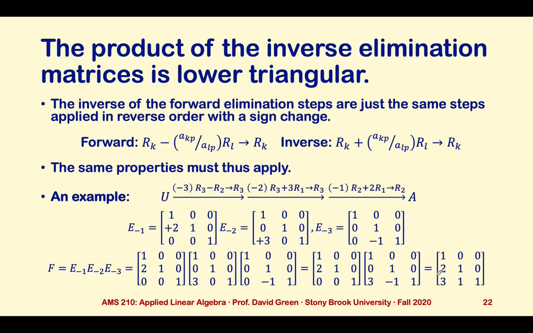It turns out that the inverse of this is also lower triangular. You can actually get this directly from thinking about inverses, and it can be proven that the inverse of a lower triangular matrix also has to be a lower triangular matrix.